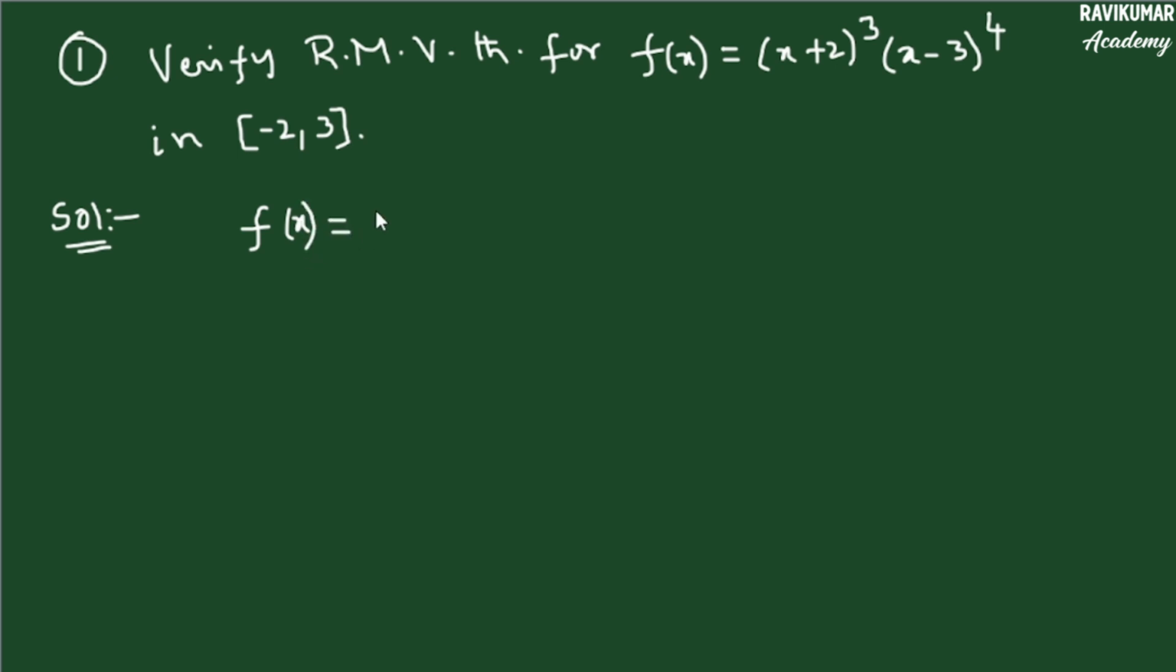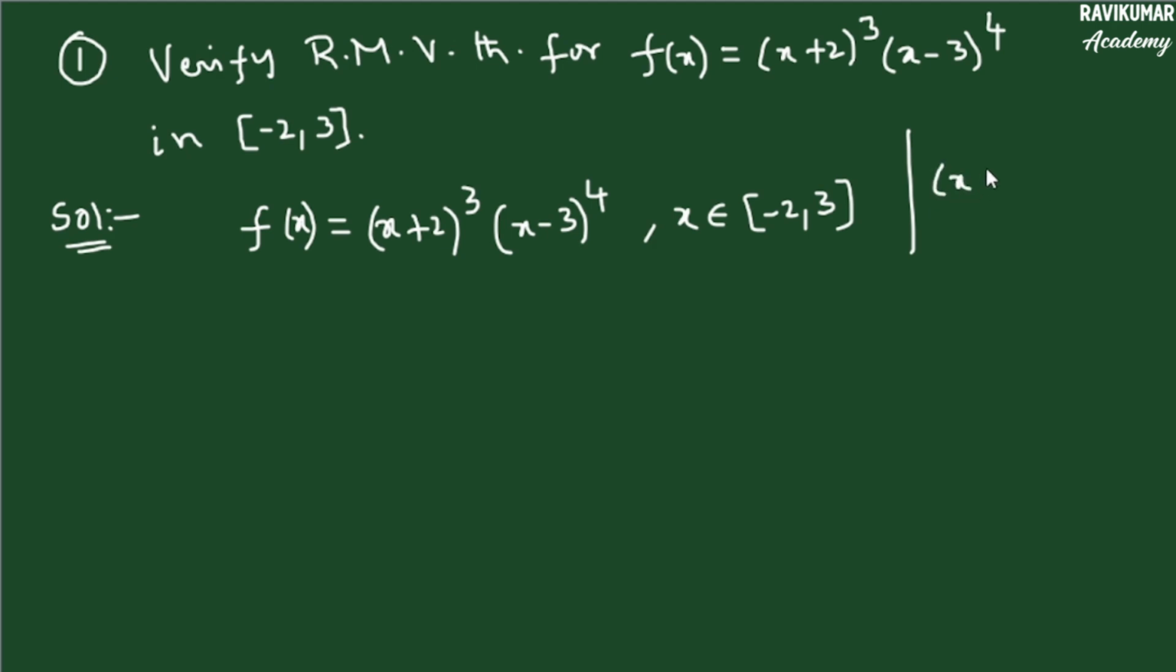What is the function that is given? It is (x plus 2) whole cube multiplied by (x minus 3) whole power 4. Right? And what is the interval that is given? It is minus 2 comma 3. So x belongs to minus 2 comma 3. If you expand (x plus 2) whole cube, you will get a polynomial of degree 3. And if you expand (x minus 3) whole power 4, you will get another polynomial of degree 4. So when you multiply these two, you will get a polynomial of degree 7.